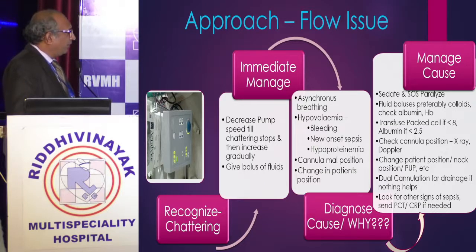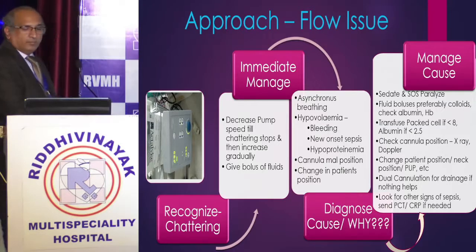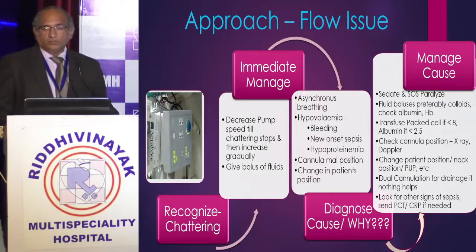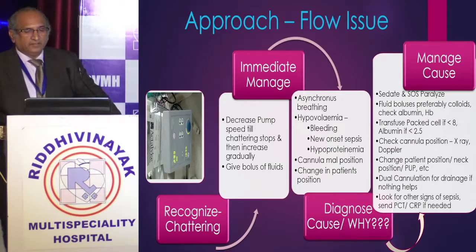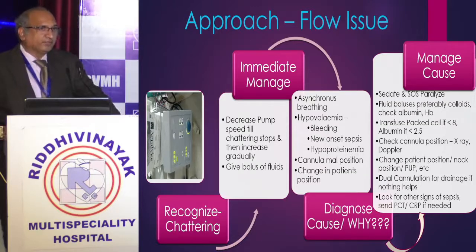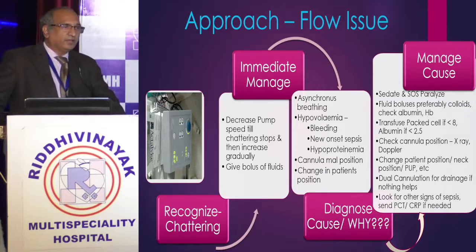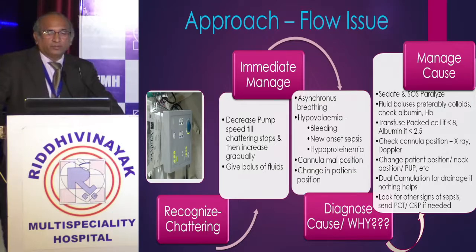If there is a hypovolemia, give boluses of the fluid, preferably colloids. Check albumin level. Transfuse packed cells if the hemoglobin is less than 8 and transfuse albumin if it is less than 2.5. First 24 to 48 hours you get fluid leakage, that is because of surge reaction, that is accepted. But after that, if it is required, you have to think about what can be the cause.